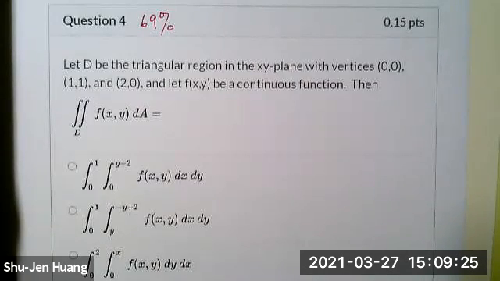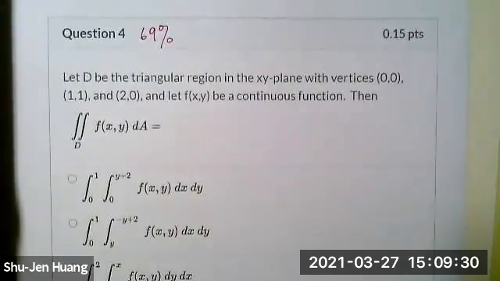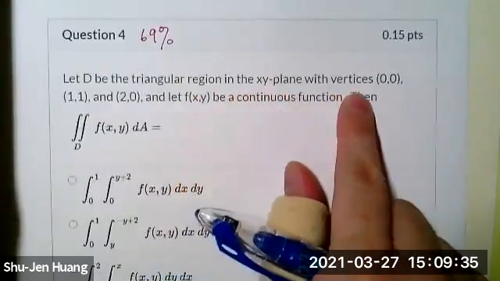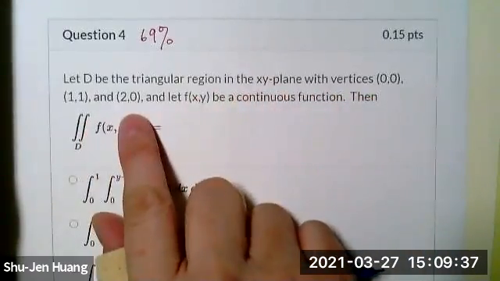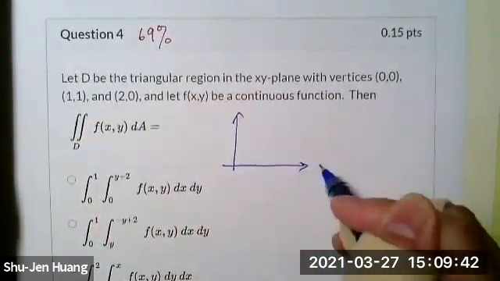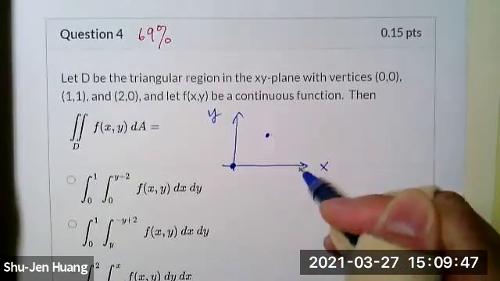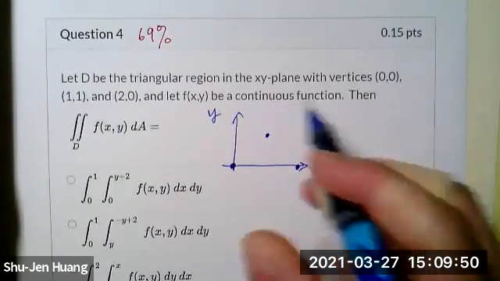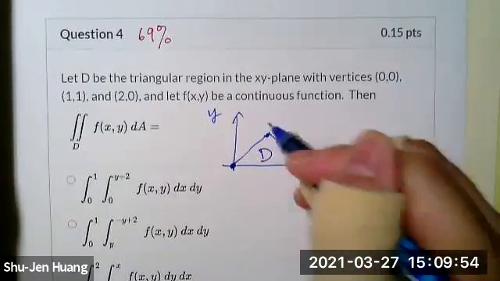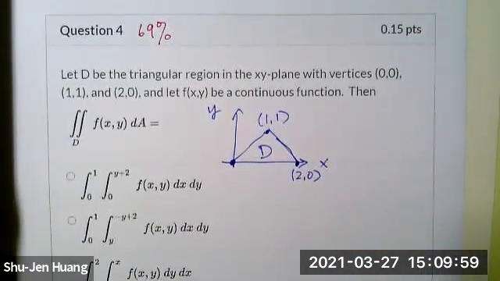Thank you. Let's move on to question number 4. P is the triangular region in the xy-plane with vertices (0, 0), (1, 1), and (2, 0). So let's draw a picture for this triangular region: the origin (0, 0), the point (1, 1), and the point on the x-axis (2, 0). So this is the region D.